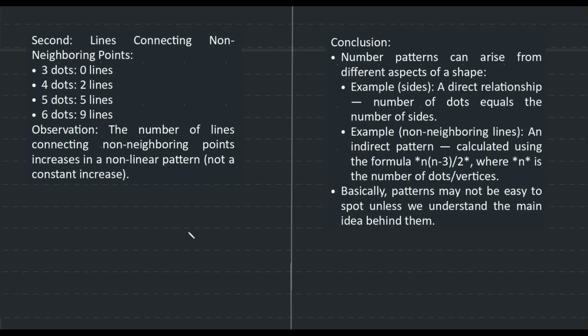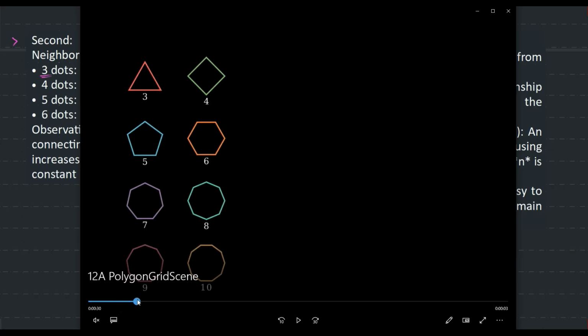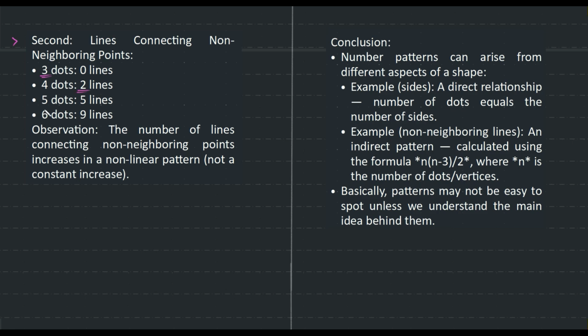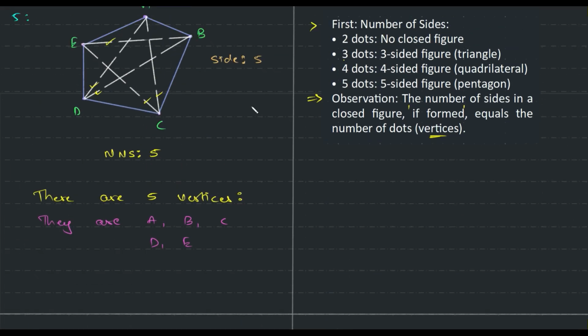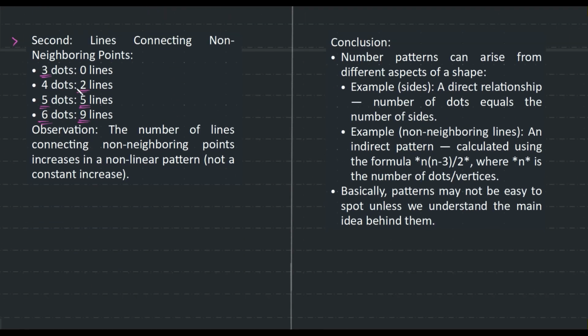Now, lines connecting non-neighboring points. So when it comes to 3 sides, 3 sides over here, you can imagine there are no non-neighboring. All are neighbors to each other. When it comes to 4 sides, there are 2 lines connecting non-neighbors. Okay. 4, there are 2. 5 dots, there are 5 lines. 6 dots, there are 9 lines. Here, as simple as this, can you tell 3 and 3, 4 and 4, 5 and 5? Or is there a simple relationship over here?